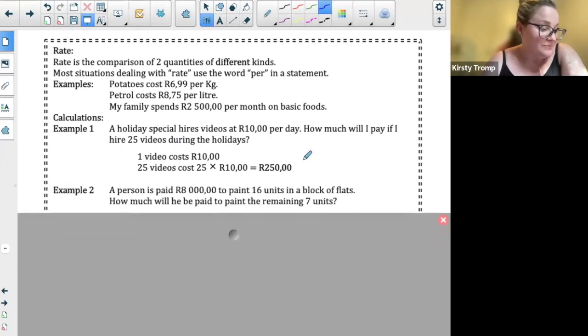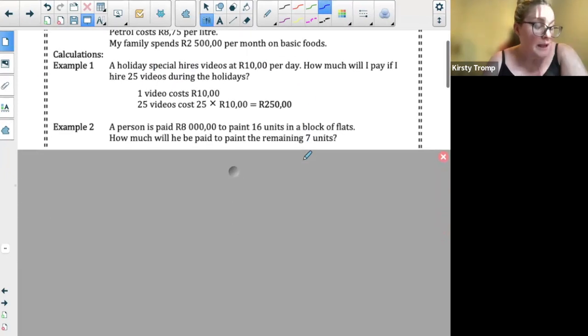Right. Example 2. A person is paid R8,000 to paint 16 units in a block of flats. Okay, so they paid R8,000 to paint 16 units. How much will he be paid to paint the remaining 7 units? So if he got paid R8,000 to paint 16, how much more will he be paid to paint another 7?